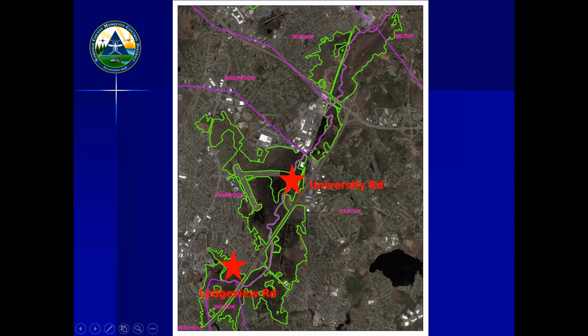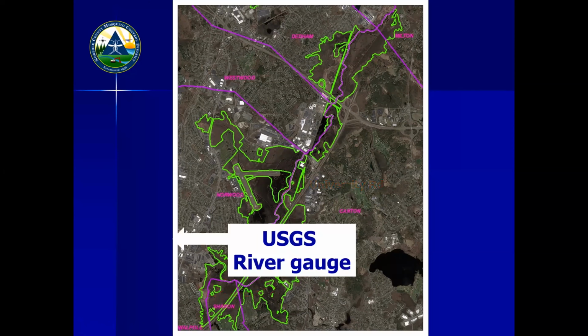We have 2 traps set in it. One is University Road Trap, which is a very rural trap. It's out in the middle of the woods, basically, right in the floodplain. And then we also set another one fairly recently right here at the edge of the suburban neighborhood, so we can get an idea of what's happening in these neighborhoods. And finally, there is a USGS river gauge just upstream off the map here.